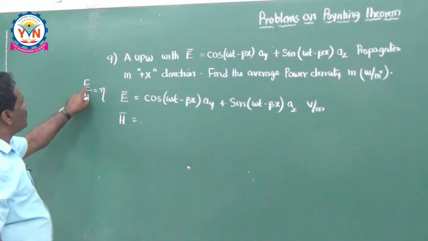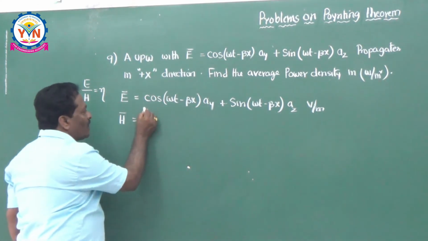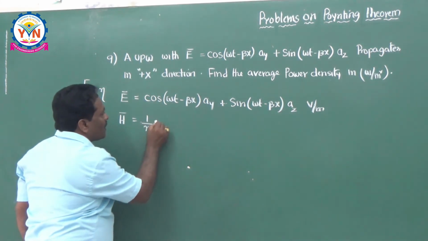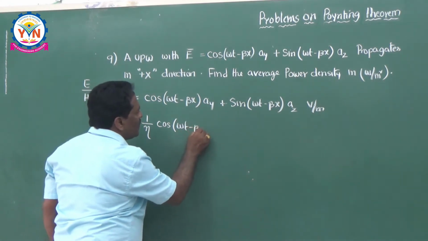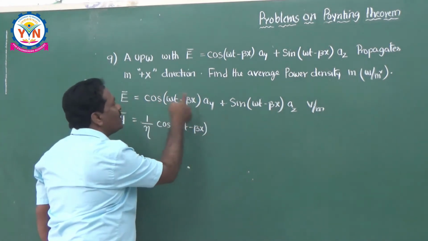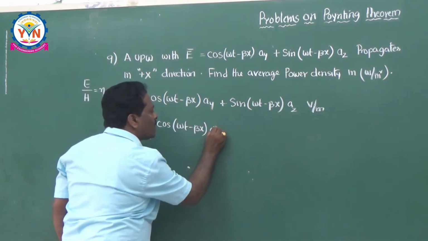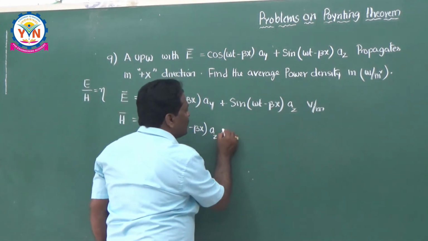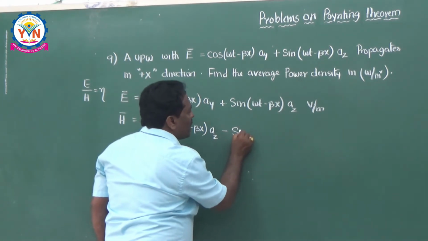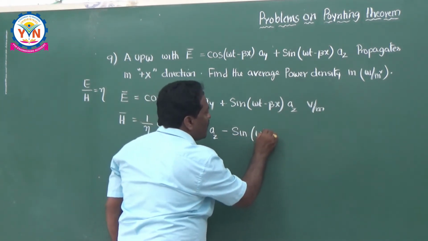That's why the H magnitude is E by eta. So that is 1 by eta cos of (omega t minus beta x), and as the electric field is in the y component, it will be in the z component, az, and this is minus sine of (omega t minus beta x).